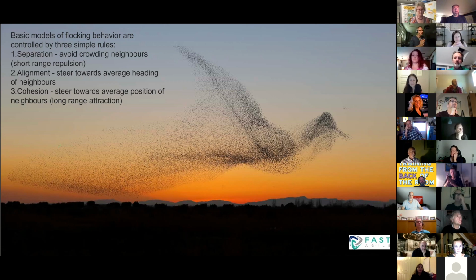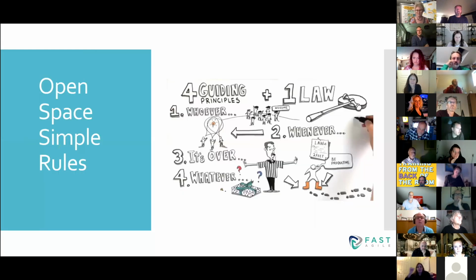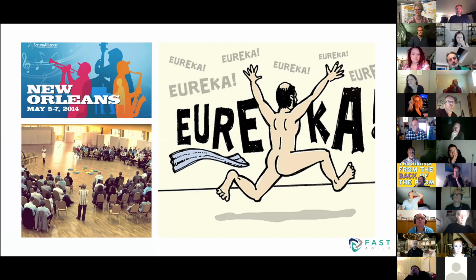So if your businesses aren't looking like some sort of natural beauty to them, you're probably still in this complicated space. How do we get from complicated to complex? Here are 3 simple rules that can create a complex system. These are the simple rules associated with OpenSpace. They're actually 4 principles and 1 law, but I'm just going to call them simple rules for now. There's actually 5 now, but you get the concept. So a handful of simple rules can create something very powerful.